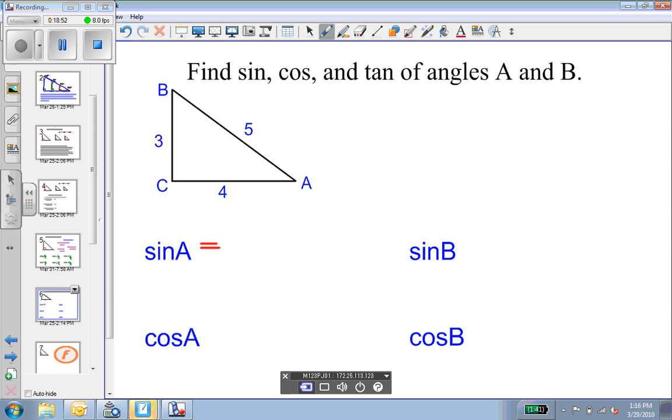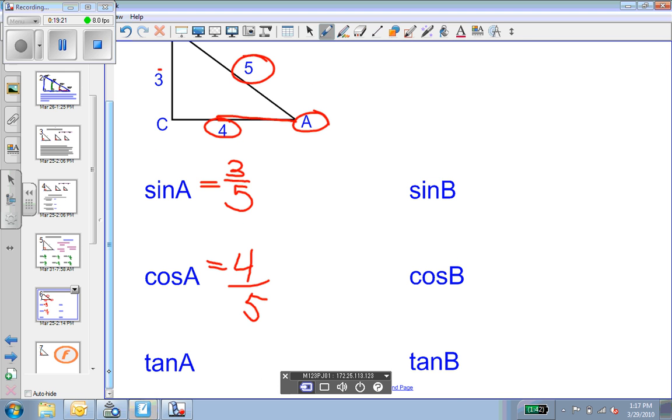So what's the sine of angle A? 3 over 5. We're looking at angle A, we're looking at opposite over hypotenuse, which is 5. What is the cosine of angle A? Again, we're focusing on angle A here. What's the cosine? 4 is adjacent over 5, which is your hypotenuse. Good. What is the tangent of angle A? Good. Tangent is opposite over adjacent, so it's 3 over 4.